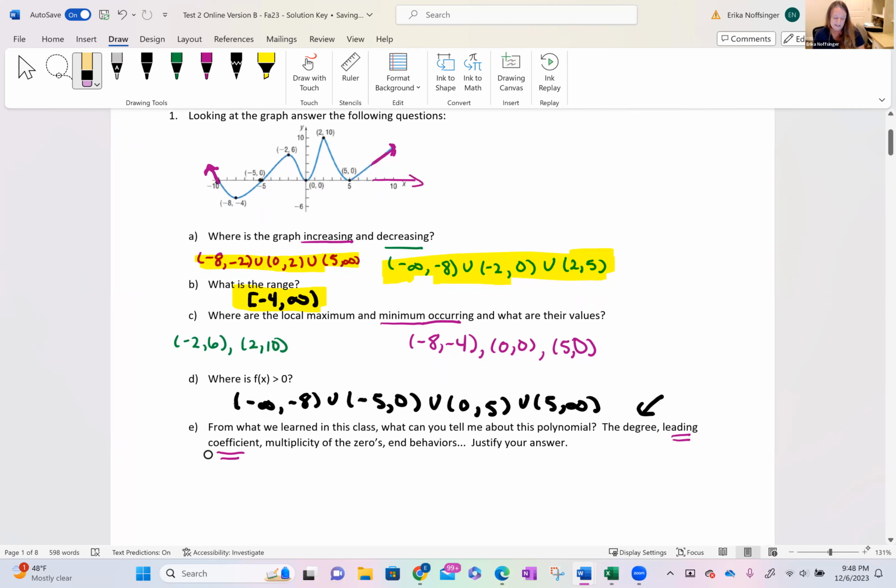The multiplicity of the zeros. So we know that the multiplicity of the zeros, when we're crossing the x-axis, that multiplicity is going to be odd. If we're touching the x-axis at that x-intercept, then the multiplicity is even. And so looking at our x-intercepts, the first one going from left to right, we have at x equals -10. This is crossing, so it has to be an odd degree.